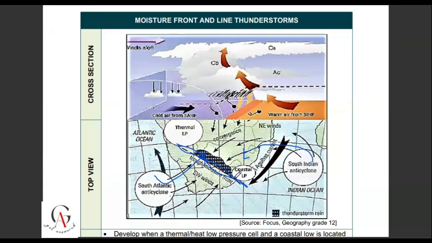Moisture front in the sense that it's going to create wet conditions. How are the wet conditions going to be realized? This air here is cold and is denser. This air here is warm and is less dense. When the two air masses meet, the cold air is going to subside and is going to force the warm air to rise. As this air rises, it reaches dew point, it creates clouds that will form rainfall.